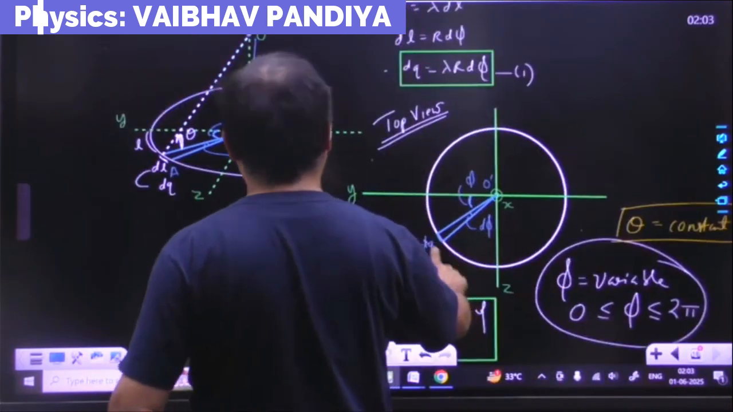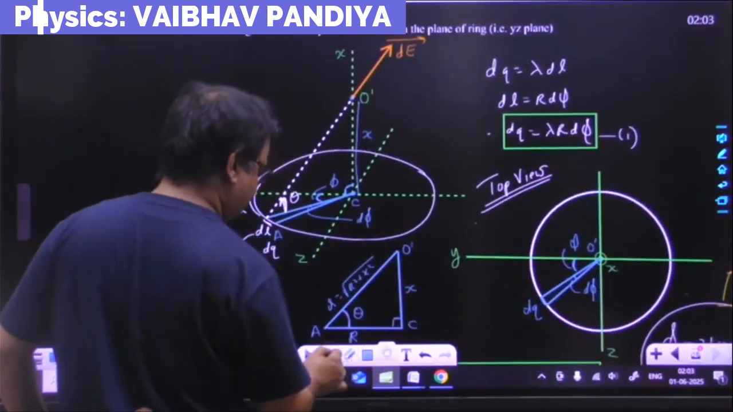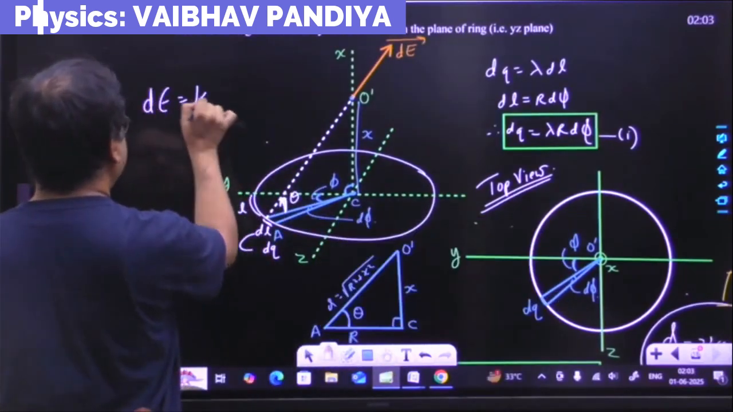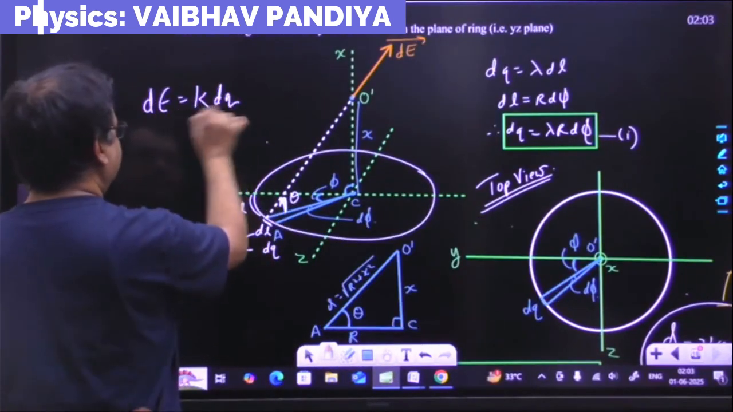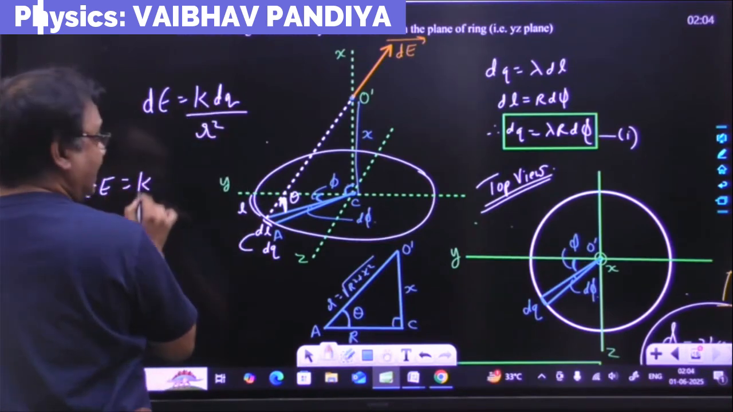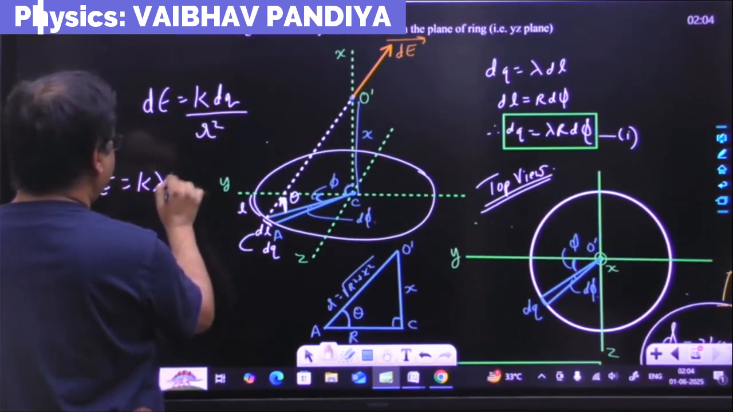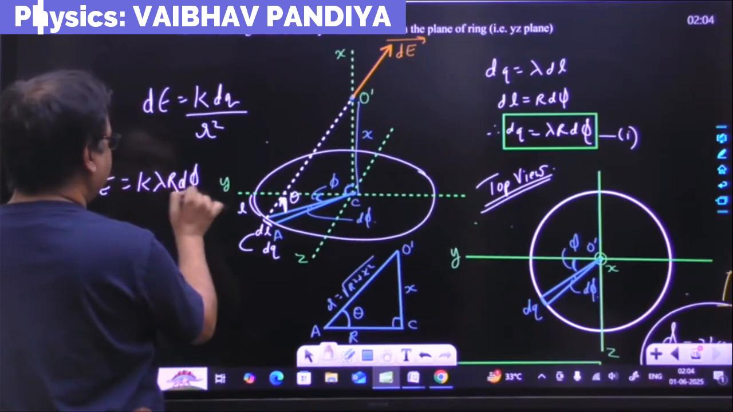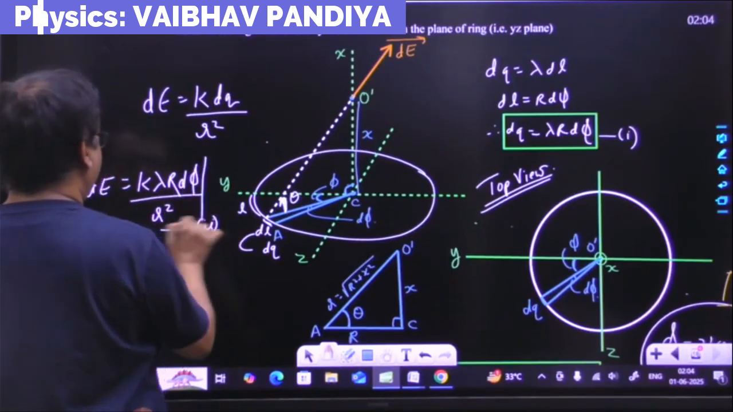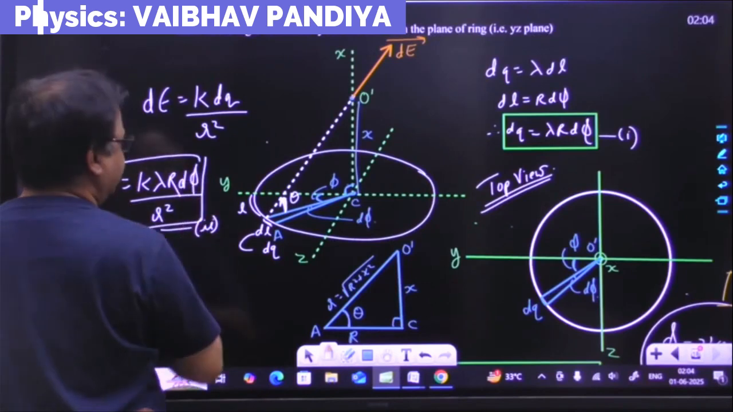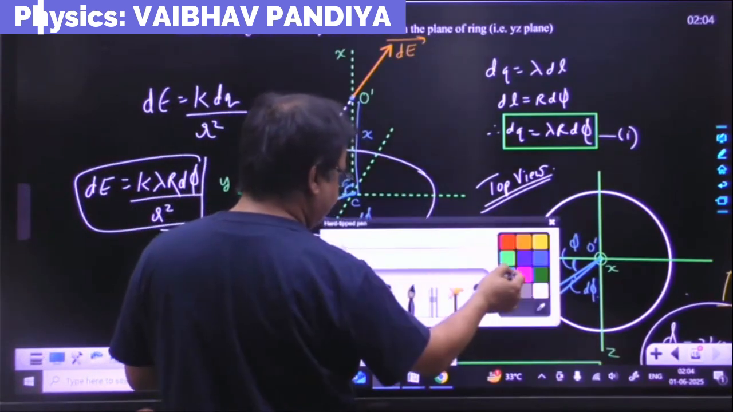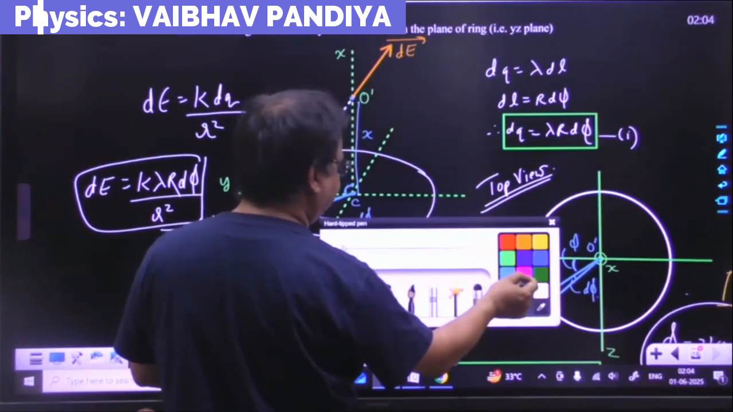Now what will be the magnitude of dE? So dE will have a magnitude Coulomb's constant K dq divided by r square. So we get dE is equal to K, and what is dq? Lambda r d phi, by r square. Let it be equation number 2. This is your dE. Now we have to take the component of dE, as we did in the discussion of the skill needed for this problem.